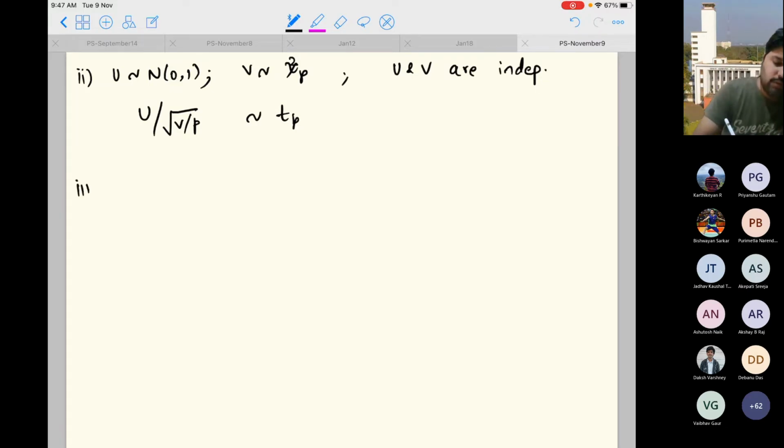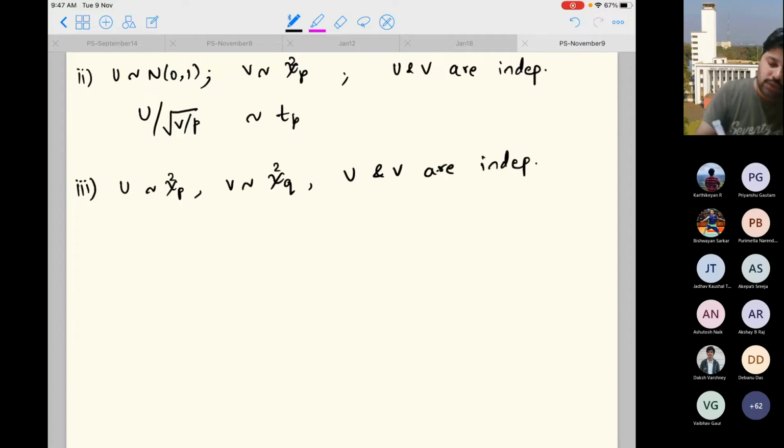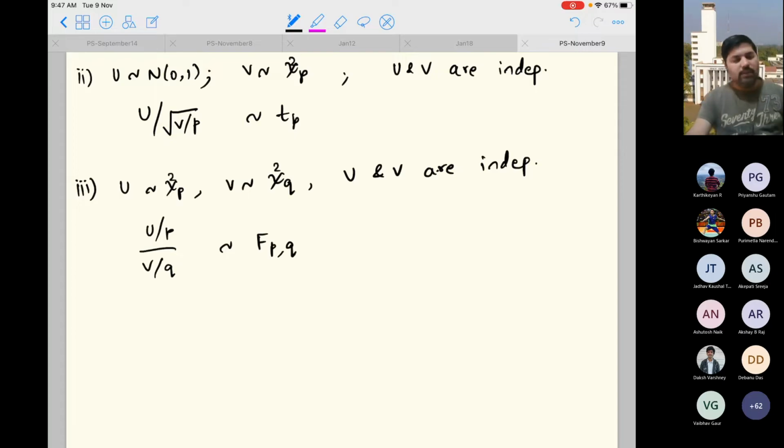And what is the third thing that we saw today? Suppose u follows chi-square p, v follows chi-square q, and u and v are independent. Then we see that u by p divided by v by q follows F density with p comma q degrees of freedom. So this is what we have done, and these things you have to remember.